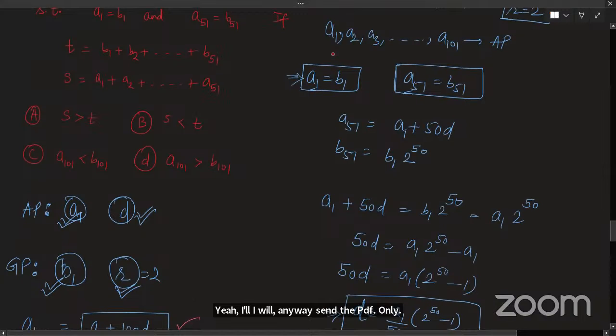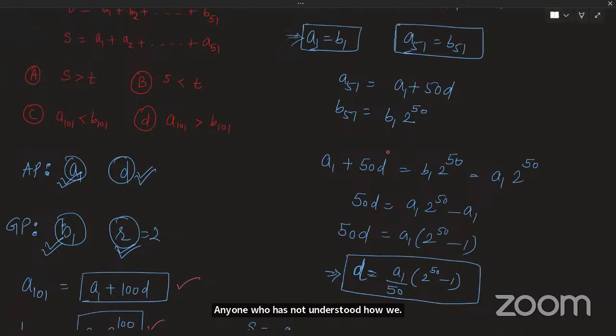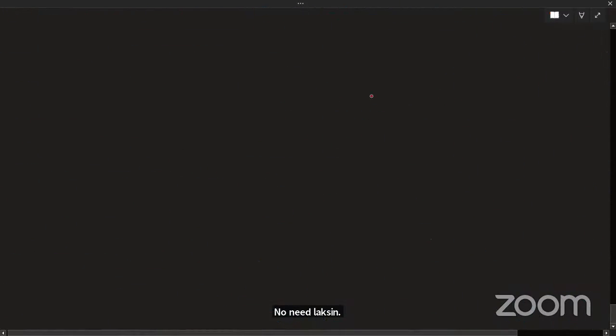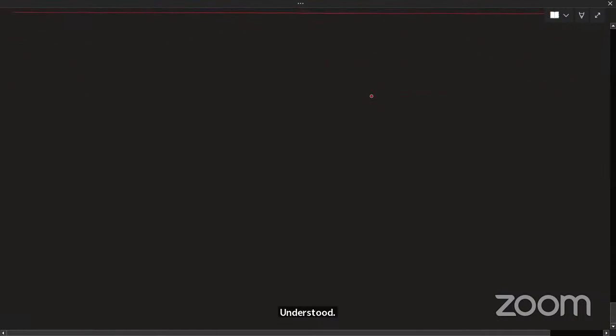Anyone who has not understood how we derived the common difference here? Anyone? Gayatri, Divya, Bhavna, Ayushi, Shiva, Varshini, Bhaskar, Navneet, Lakshini: No, sir. Understood. You have understood, right? Okay, great. But sometimes you don't give response in the way I expect. Fine.